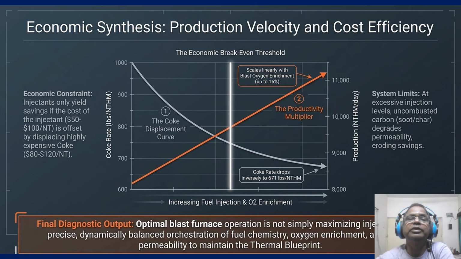The so what is the system limit. If you push injection too far without enough oxygen or permeability, uncombusted soot and char will erode your savings. So optimal operation is not simply maximizing injection, it's a precise, dynamically balanced matching of the fuel chemistry and burden permeability to maintain the thermal blueprint.